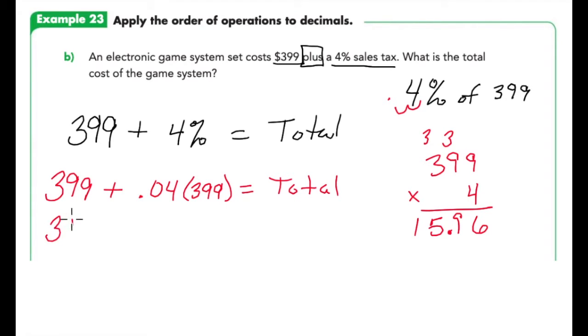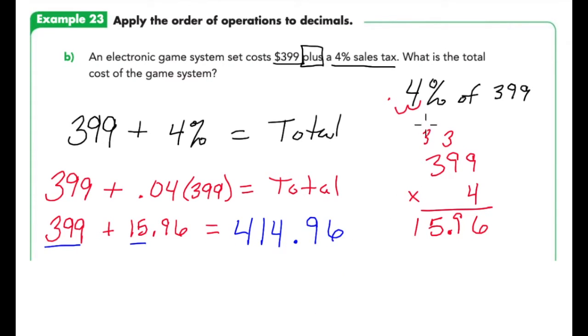So we are left with $399 plus $15.96, and that gives us our total. So we could add these together to get our total. And because there's no decimals in the 399, we could just add the two integers together. We could add 399 plus 15. So 399 plus 15 gives us 414. And then we could just bring over our change of 96 cents. So the total cost of the system would be $414.96.